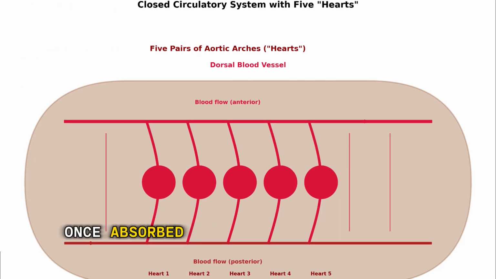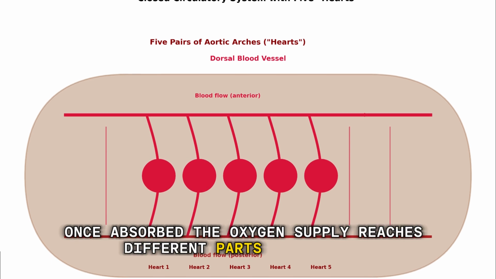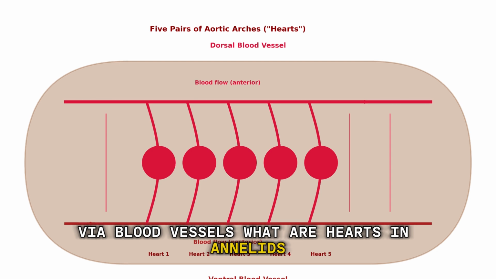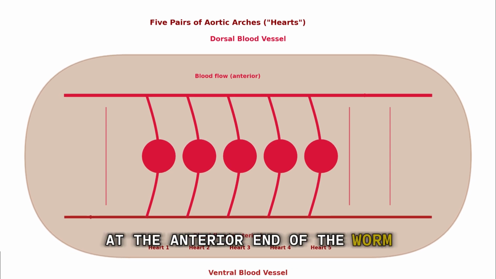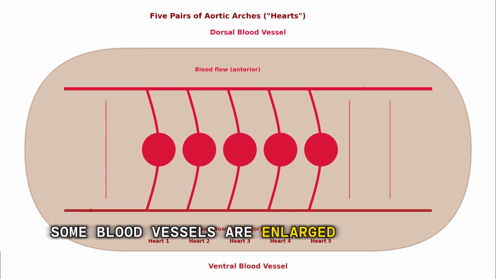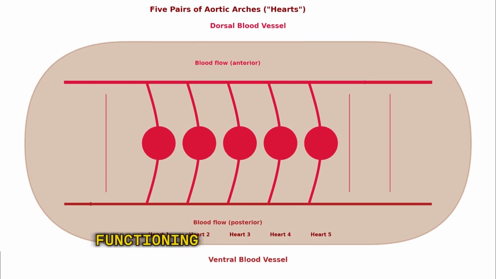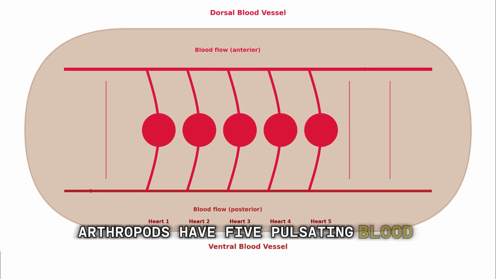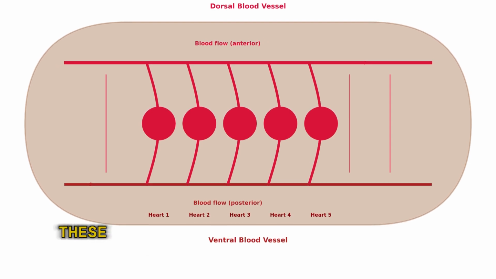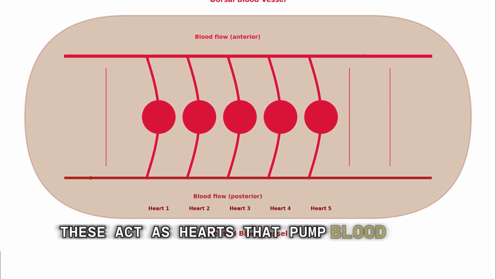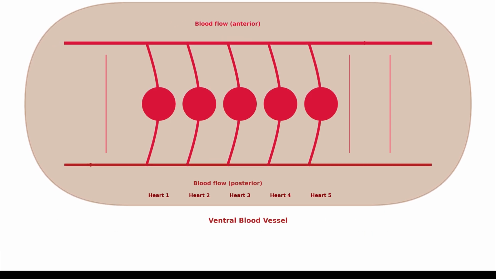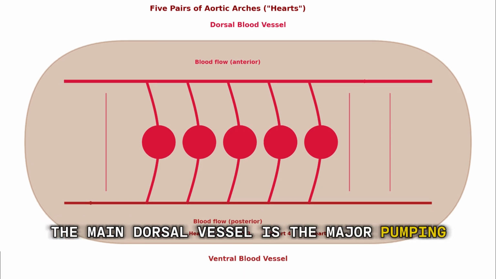How is blood transported in annelids? Once absorbed, the oxygen supply reaches different parts of the body via blood vessels. What are hearts in annelids? At the anterior end of the worm, some blood vessels are enlarged and heavily muscular, functioning as hearts. For example, earthworms have 5 pulsating blood vessels on each side. These act as hearts that pump blood from the main dorsal vessel down to the main ventral vessel. The main dorsal vessel is the major pumping structure.